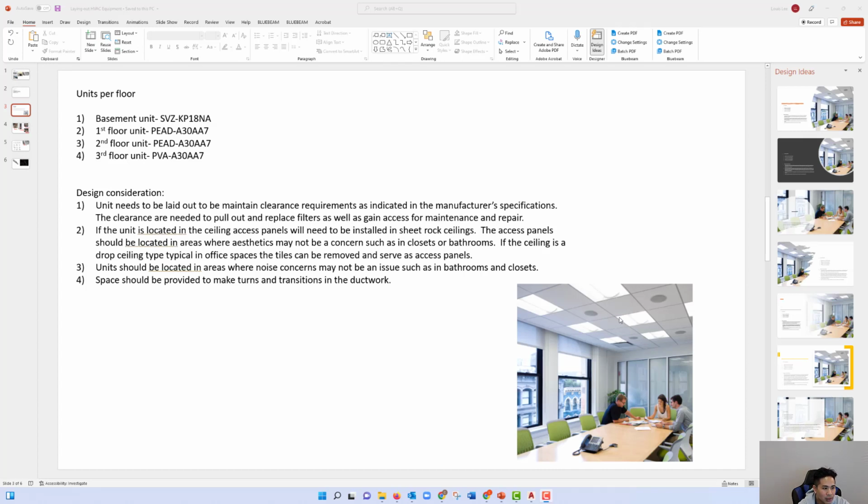Typically they come in sizes of 2 by 2, so 2 feet by 2 feet, or it could be a different size, such as 4 feet by 2 feet. So those are very common sizes. And if you have a unit above an office space, the access panels can be any of these ceiling tiles, which can be removed. But in a residential building where you don't have these removable access panels and you just have sheetrock, you will need a different type of access panel.